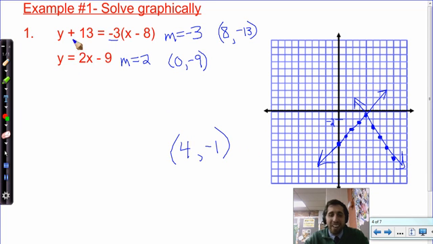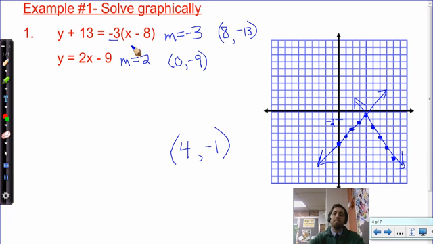If I put in negative 1 for y, is negative 1 equal to 2 times 4, 8 minus 9? It is. If I put negative 1 in for x, negative 1 plus 13 is 12. Is 12 equal to negative 3 times 4 minus 8? 4 minus 8 is negative 4. Negative 4 times negative 3 becomes positive 12. Is 12 equal to 12?